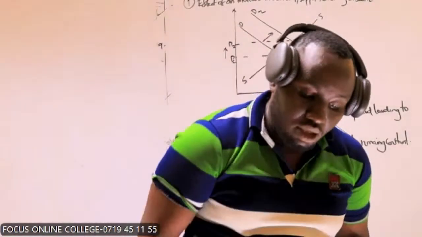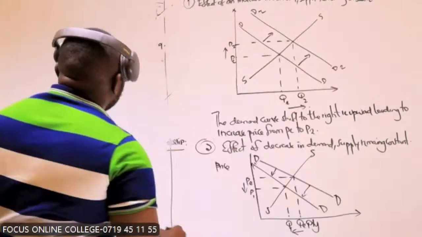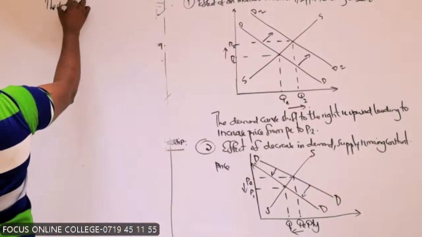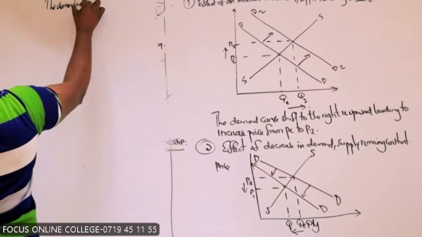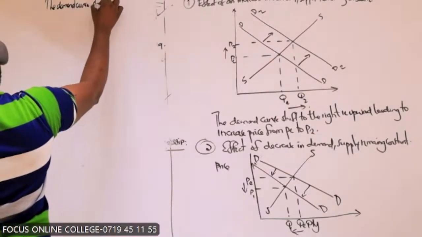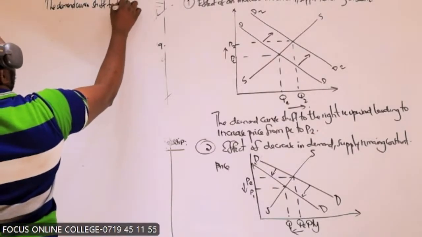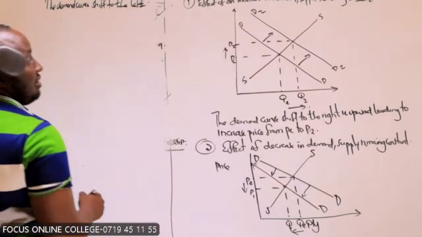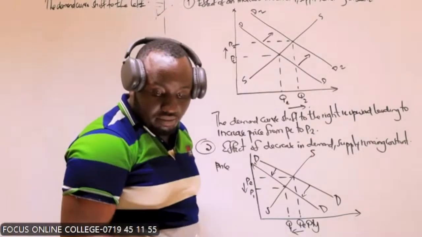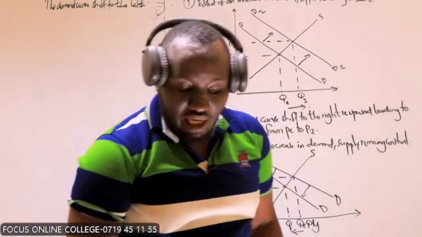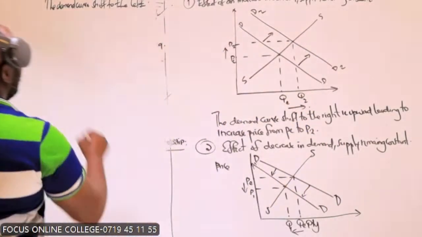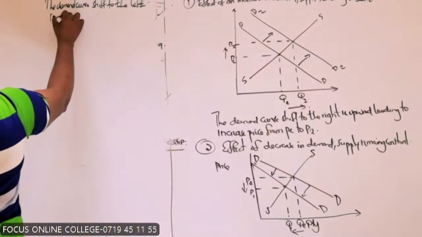So we can see the demand curve shift to the left. Observe the demand curve, we say it shifts to the left. So employees in Kenya, the demand curve shifts to the left. Employees basically move downward.